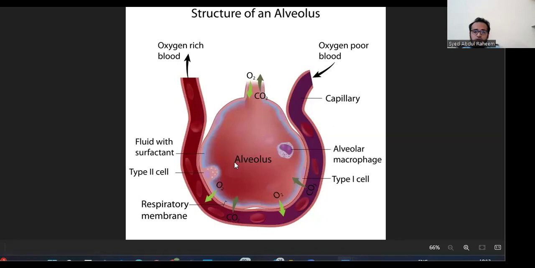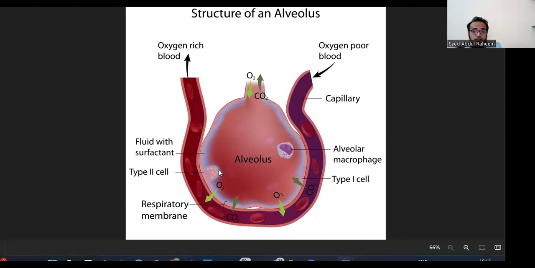So this is the structure of the alveoli, a single alveolus. You can see that this is the alveoli. This is the blood vessel. The blood vessel is attached to the alveoli. This is the deoxygenated blood, and oxygen is being added, carbon dioxide is leaving from the blood vessel. Okay, exchange of gases will happen here.